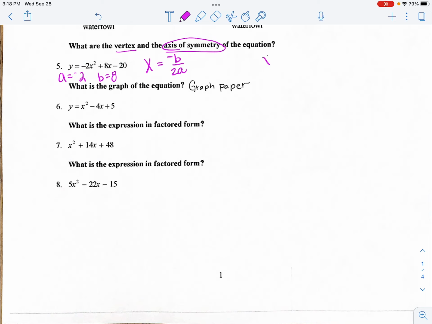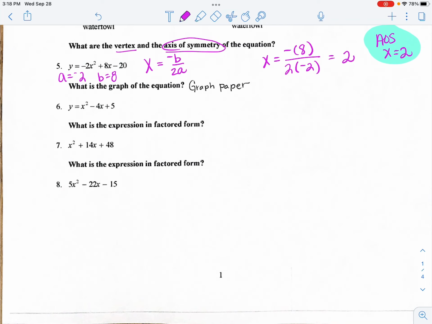So the first thing I'm going to do now is put this in. So it's a negative in the formula, and 8 is b over 2 times, and then a is negative 2. So that's going to give us a positive 2 for the axis of symmetry. So we have half of our answer. The axis of symmetry is x equals 2, right? That's a really important part of our answer.